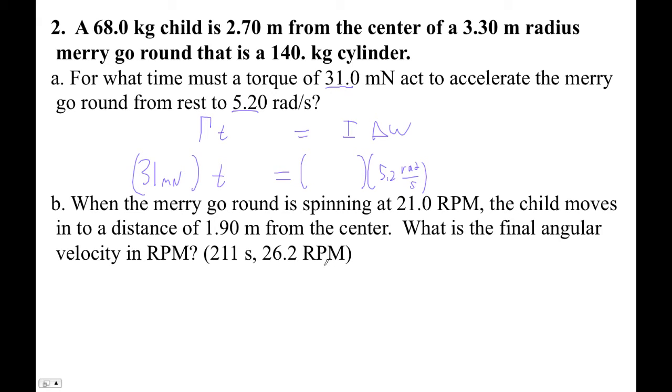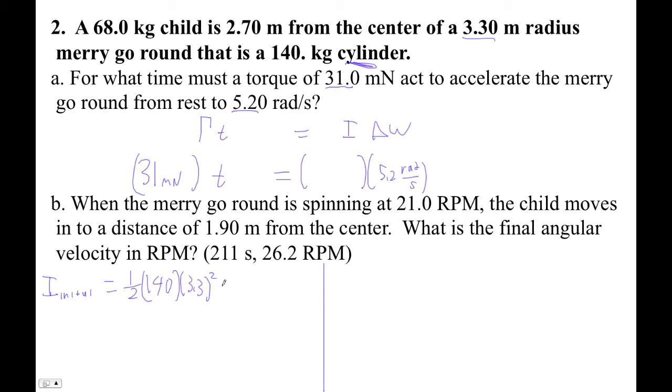All right, so now let's figure out the initial moment of inertia, right? So initial is, we're going to use 1/2 mr squared for the merry-go-round. So 1/2, what's our merry-go-round? 140, right? It's a cylinder, and then it's 3.3 meters, right?